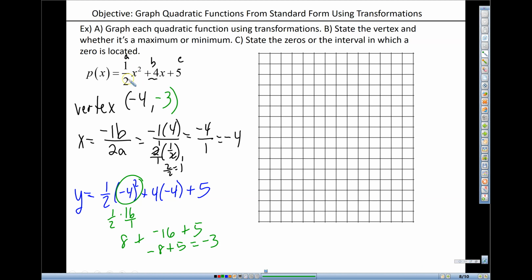A here is positive, so there's no reflection, so our parabola is going to stay opening up, putting the vertex at the bottom. So that means we say it's a minimum.